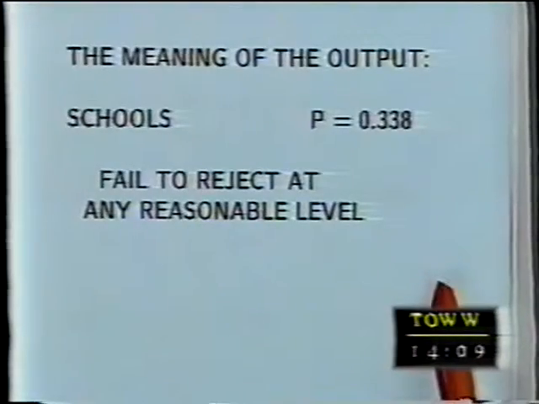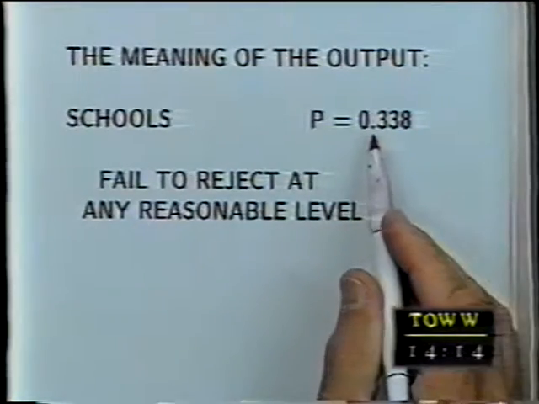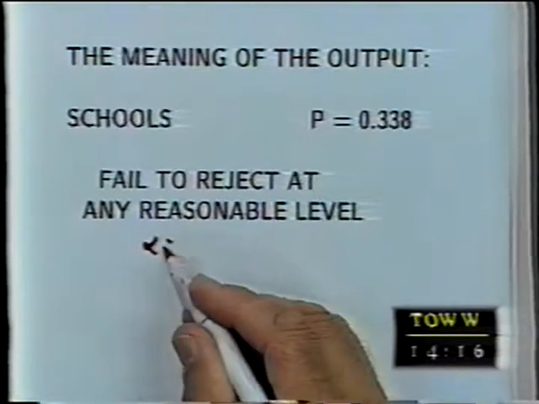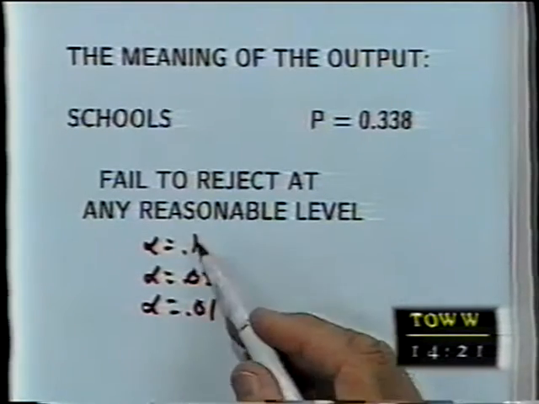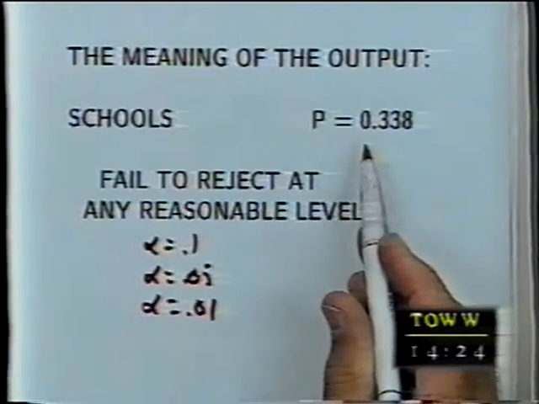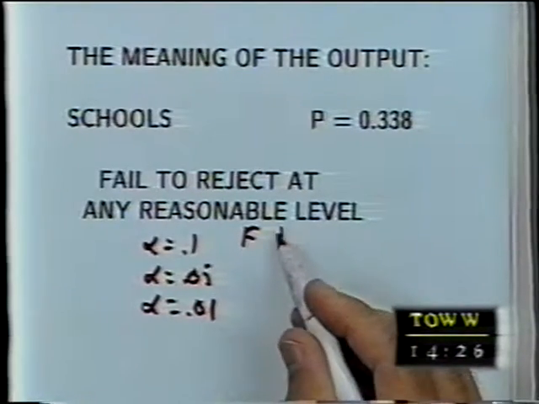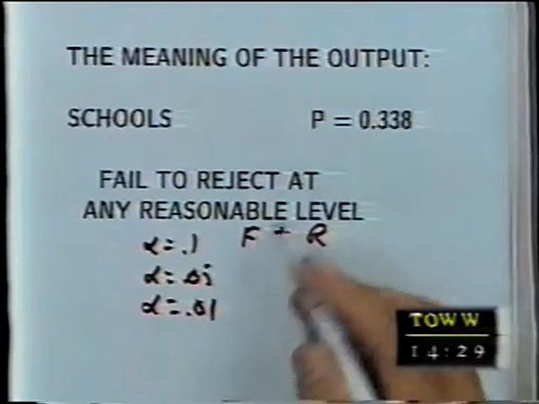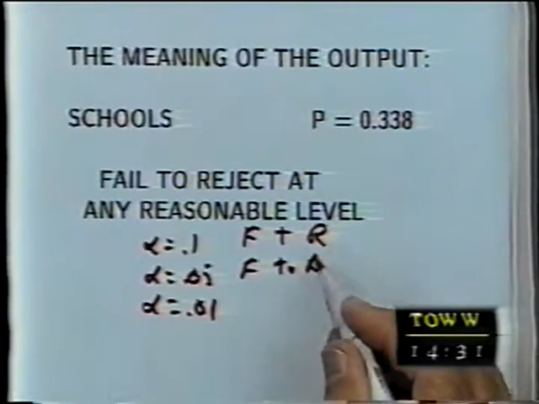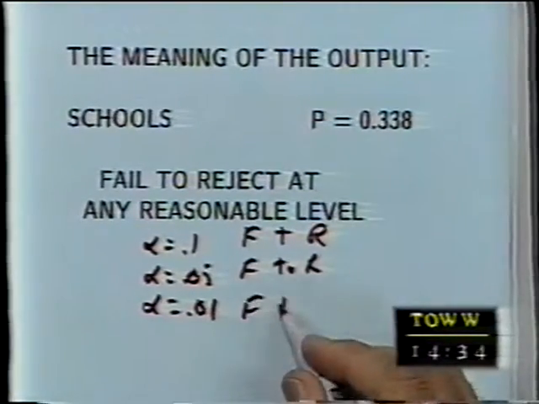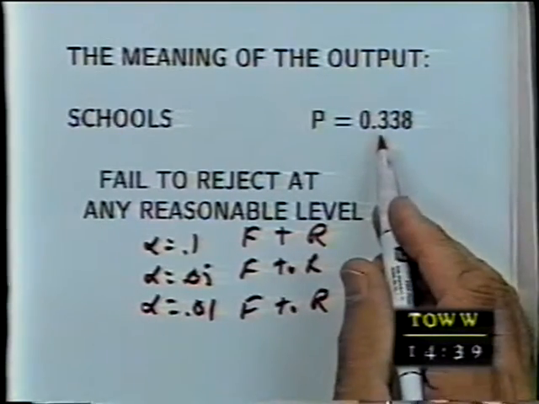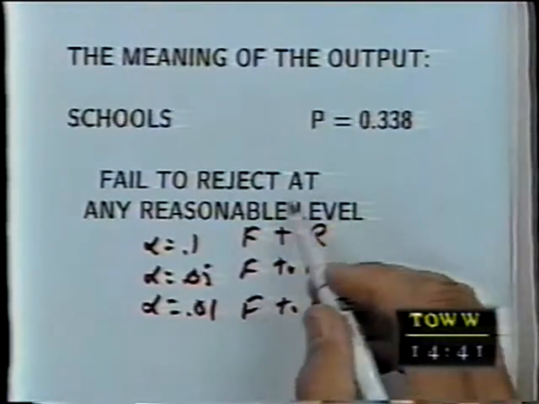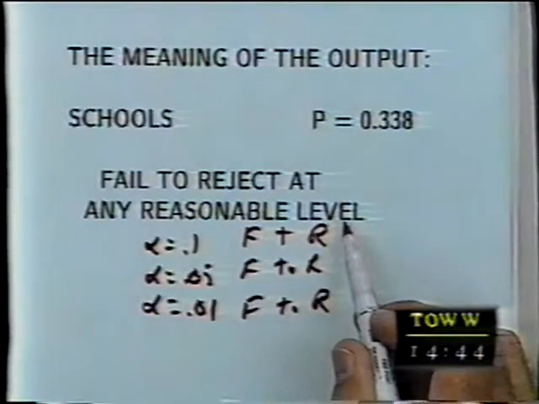Now let's do that once again so that we understand p-values and the meaning of the output. Schools, 0.3. Alpha equal 0.1, alpha equal 0.05, alpha equal 0.01. 0.1 is not bigger than that, fail to reject. 0.05 is not bigger, fail to reject. 0.01 is not bigger, fail to reject. In fact, when you see something that big, anything around 0.3 or higher, we say fail to reject at any reasonable level. And that's all.